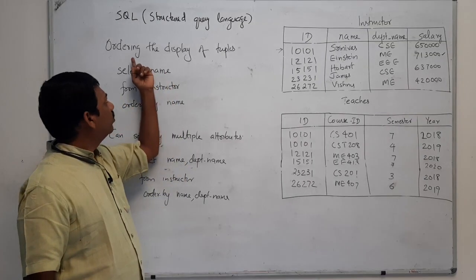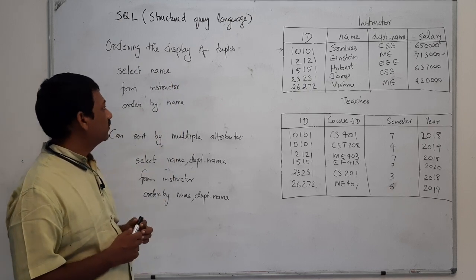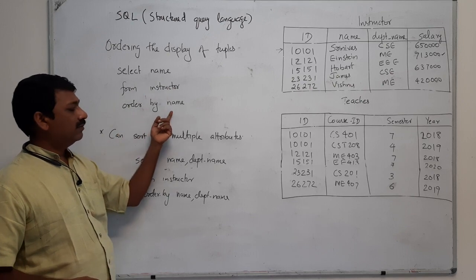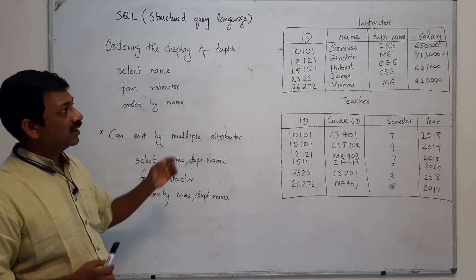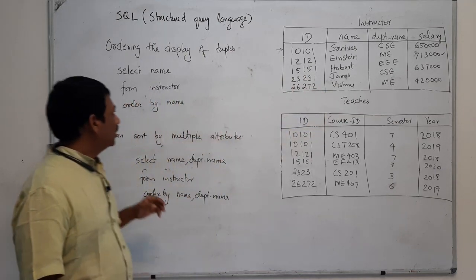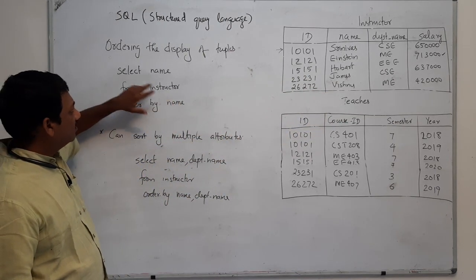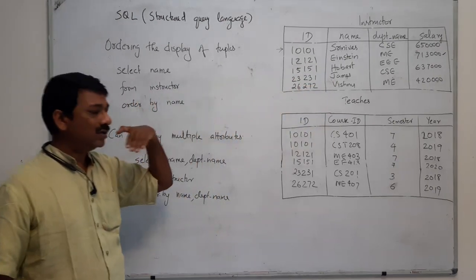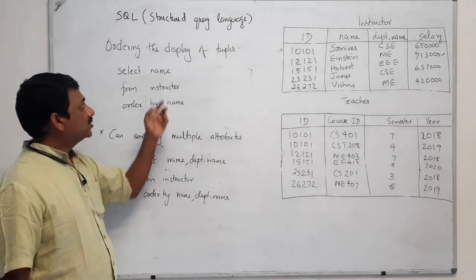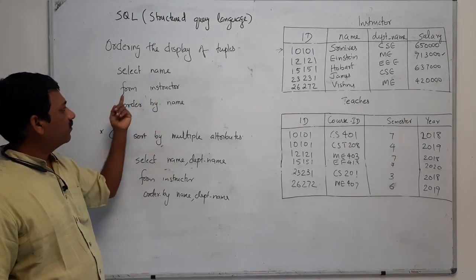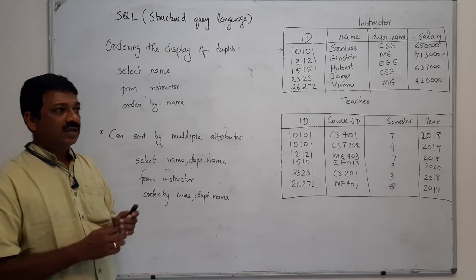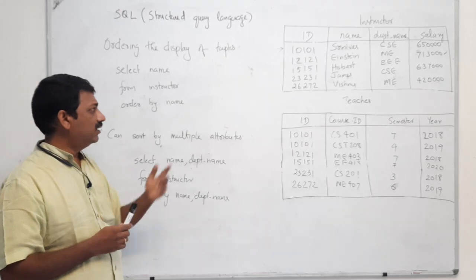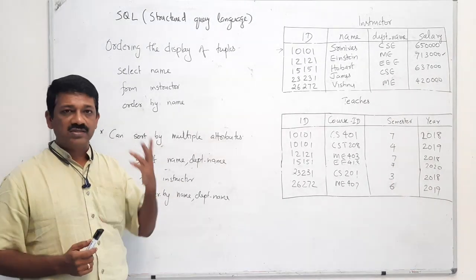We are continuing with ordering the display of tuples. For example, select name from instructor order by name. If you want to display the names of all instructors, select name from instructor will display all the names. If you want that to be in sorted form, select name from instructor order by name means that depending on the name you will sort it in ascending order. By default, this will be ascending order, not descending order.